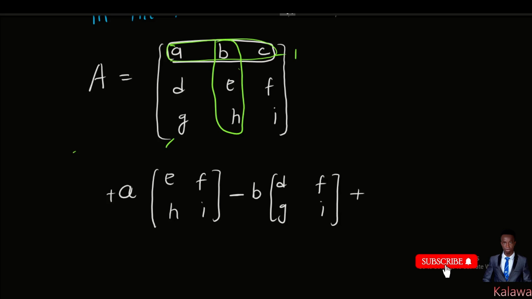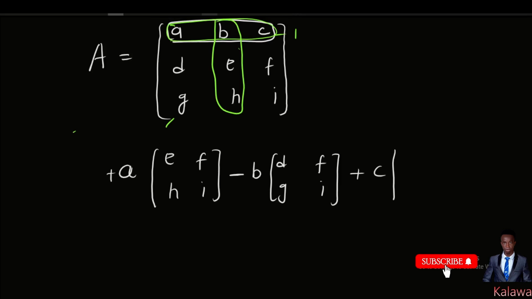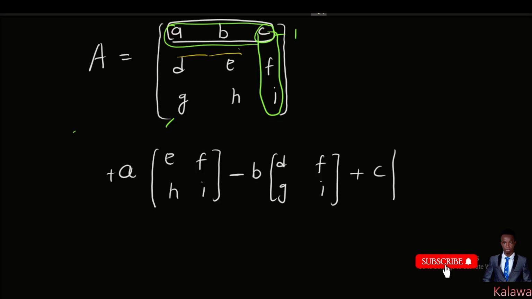This is going to be positive C, because we are moving on to C now. Again, from the row which we have chosen, we find the minor for C. We determine the column in which C is located, and we also determine the row in which C is located. Whatever remains is known as the minor. So these elements are the minor for C: D, E, G, H.